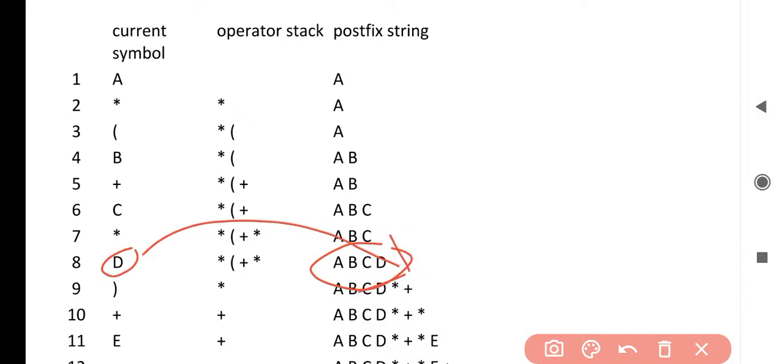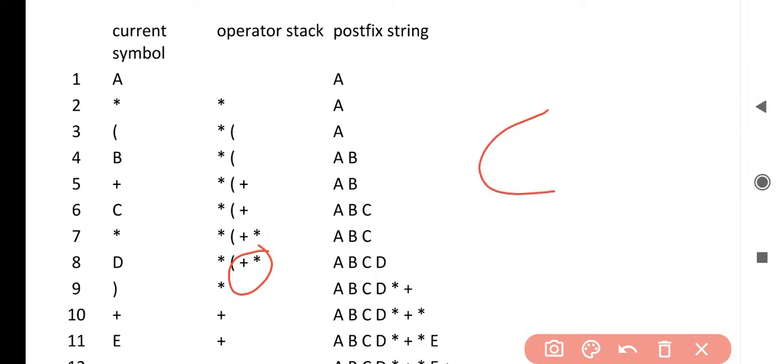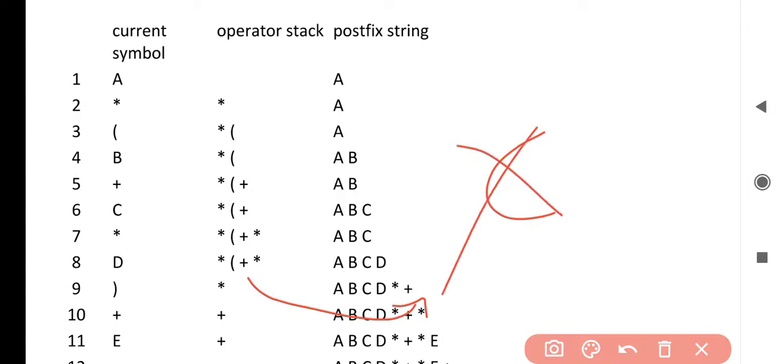Now this is the important thing. Closing parenthesis is there. If closing parenthesis is there, then what you have to do? You have to remove all the operators until you find the left parenthesis, right? Then you have to move each operator to the postfix. First you will move multiplication, and then you will move plus, right? So after moving this, what remains? The left parenthesis remains, and you have to just remove it from the stack.